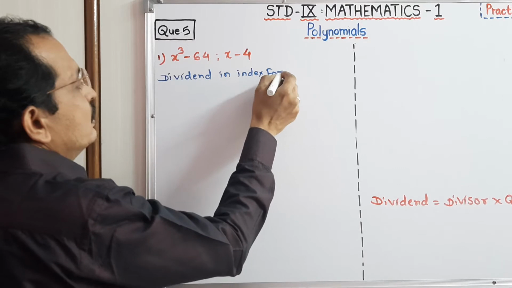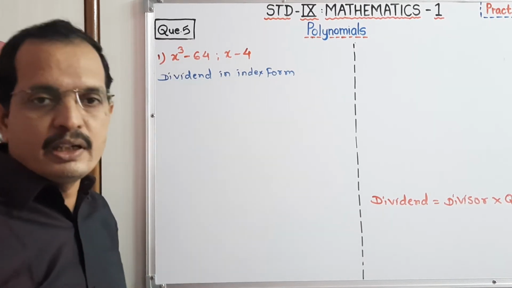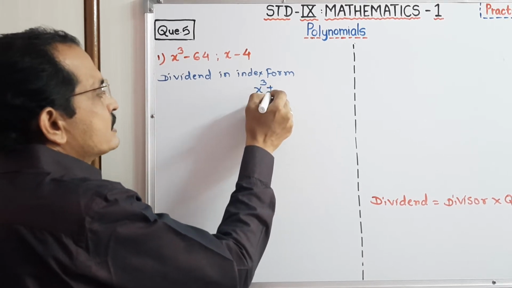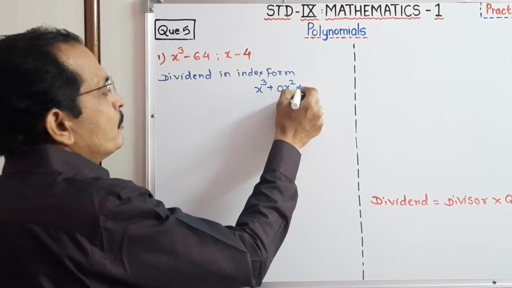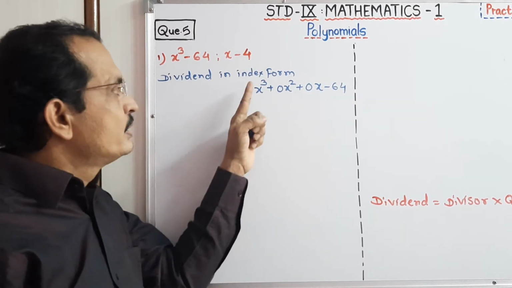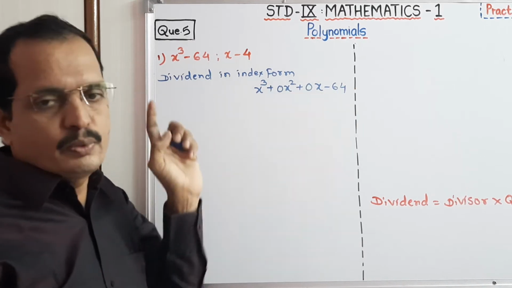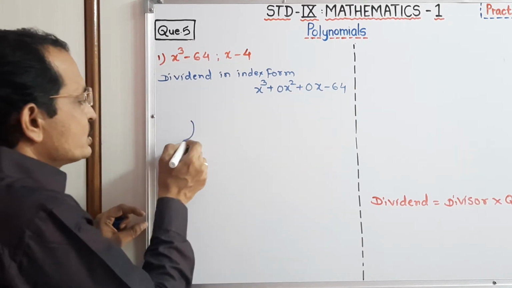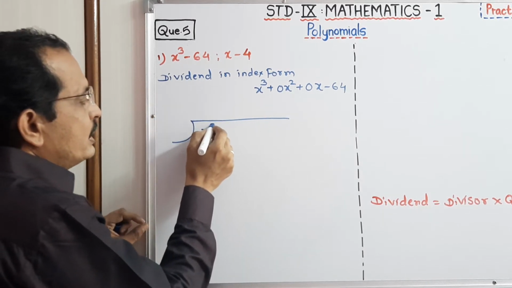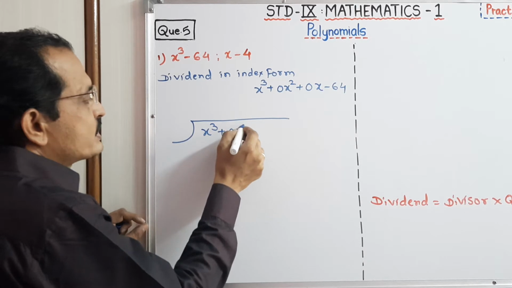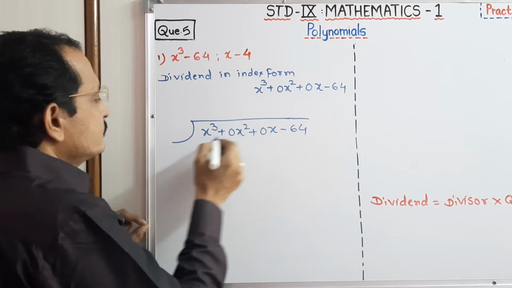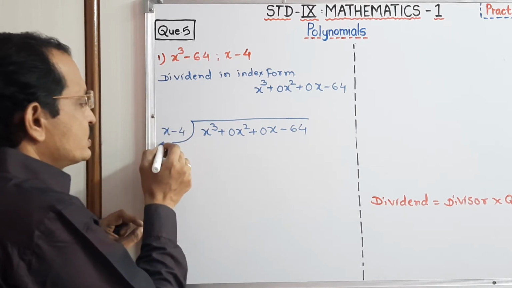Index form. Now can anyone tell me the index form? Yes, very simple. It is x cube plus 0x square plus 0x minus 64. Isn't it? 3, 2, 1 and 0. Now we have to do the process of division. Here dividend x cube plus 0x square plus 0x minus 64. Here we have to write x minus 4.